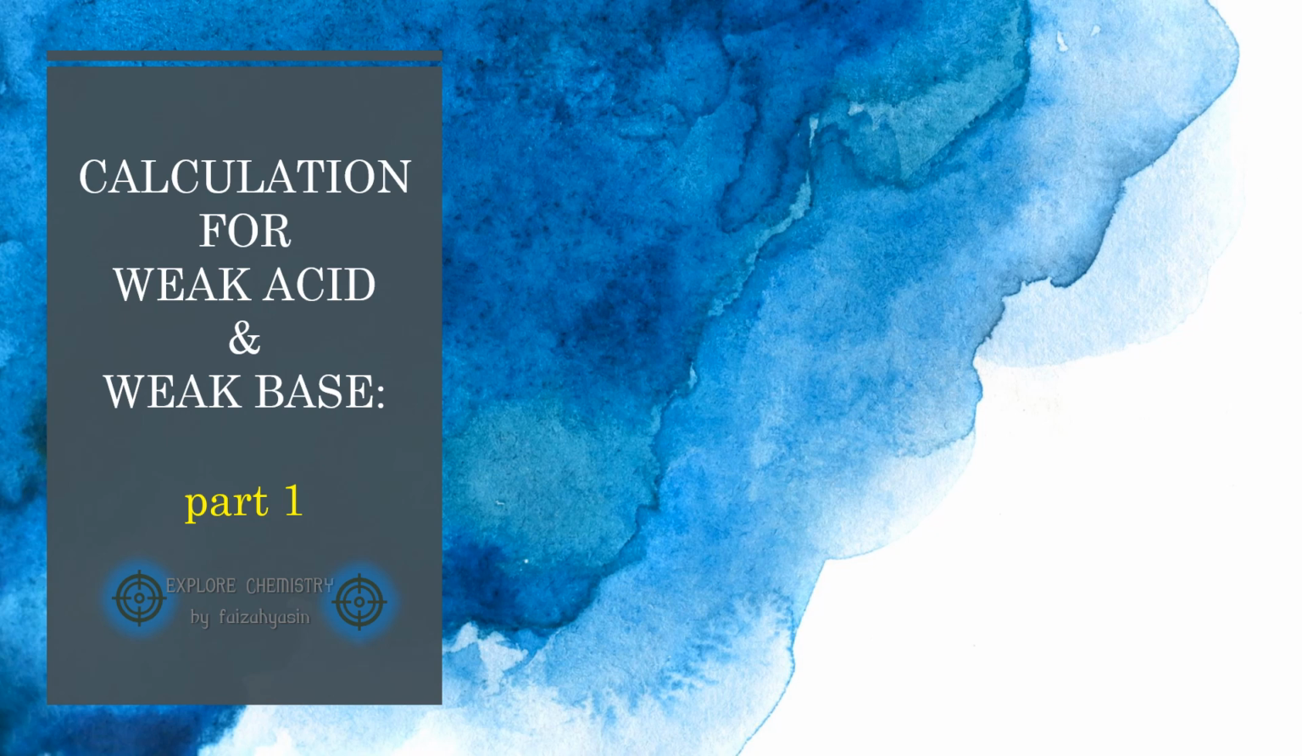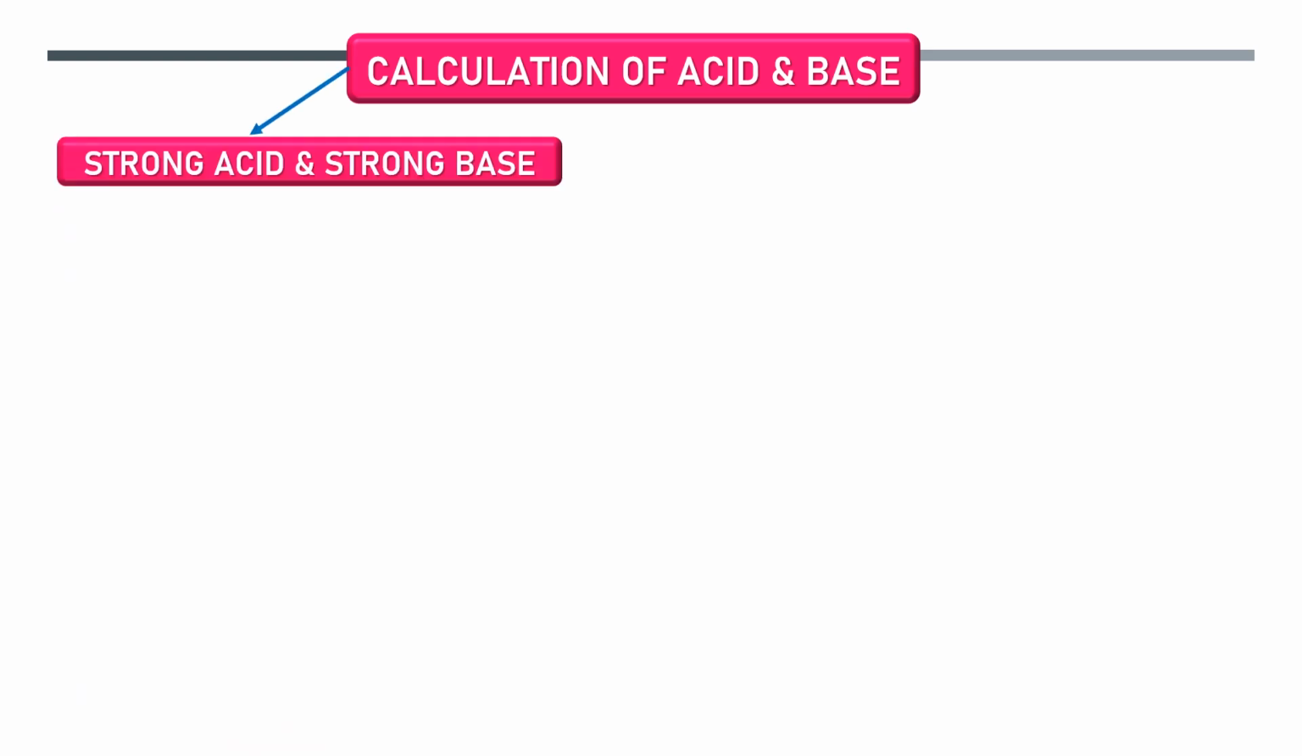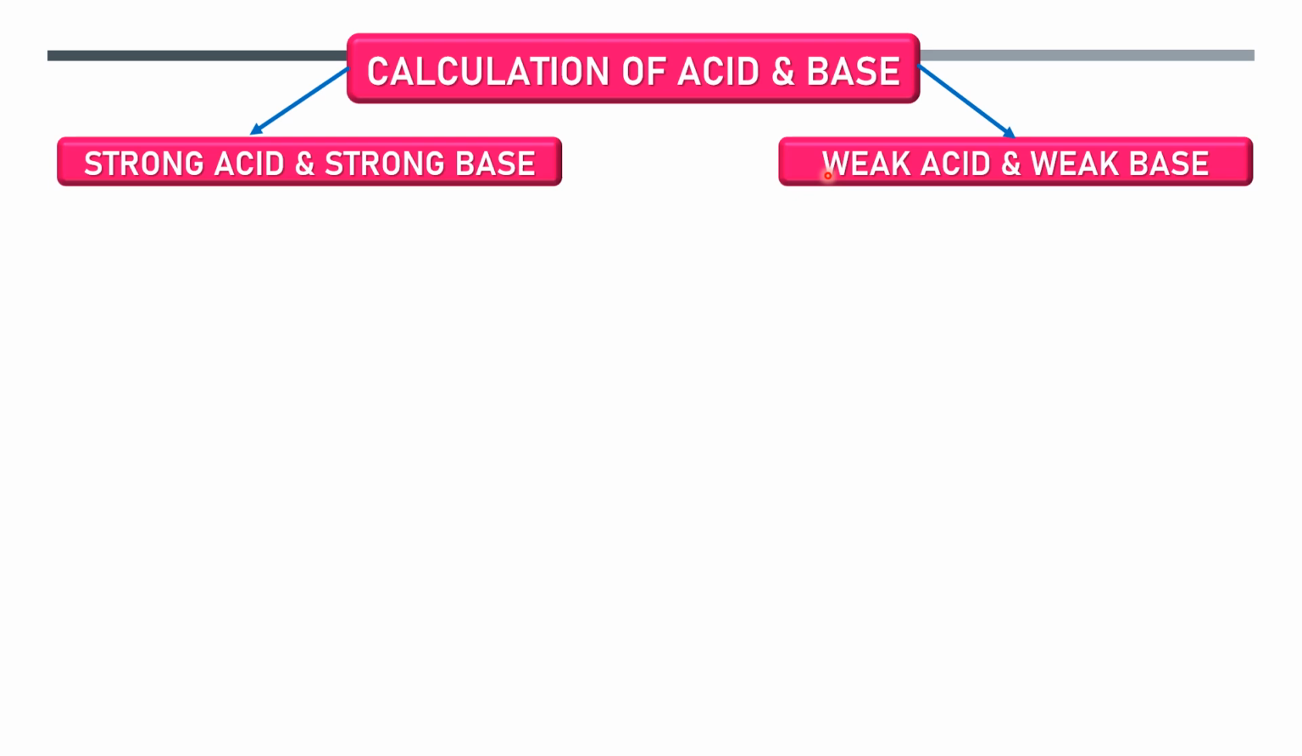Calculation for weak acid and weak base, Part 1. Calculation of acid and base can be divided into two. The first one is calculation of strong acid and strong base, and the second one is calculation for weak acid and weak base. For strong acid and strong base, we don't have to write the ice table, but for weak acid and weak base, we need to write the ice table.